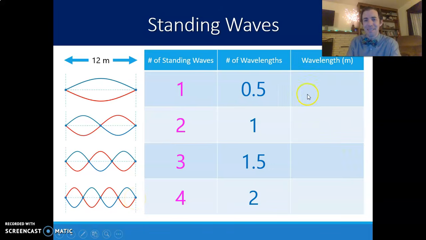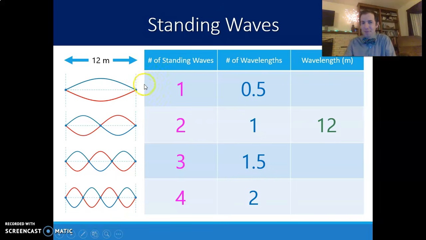All right, the last piece here is if you are given information about the length of this rope from end to end, you can actually figure out how long 1 wavelength would have to be. The easiest one to look at here is this second one. We already said that there is 1 wavelength from end to end, so that is 1 complete wave. If I give you this information that from end to end, that is 12 meters, 1 wave in 12 meters means that the wavelength is 12 meters. 1 wave in that amount of space.